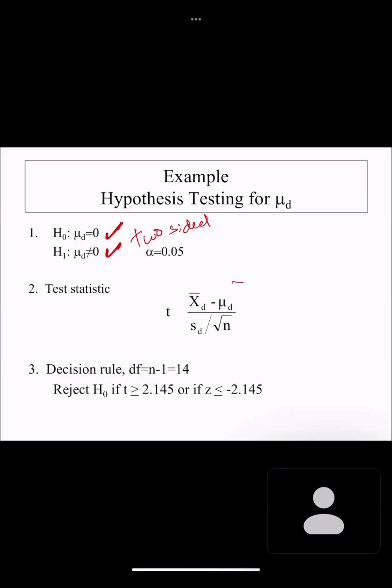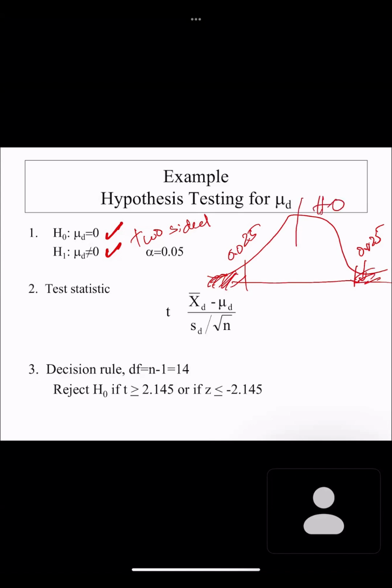And two-sided is important because it means that the 0.05 is split, 0.025 here and 0.025 here. So I'm rejecting whether they are here or here. And this is H0, with a mean of 0. So alpha is 0.05, and on the two-tail, I reject. The test statistic is T because N is less than 30.